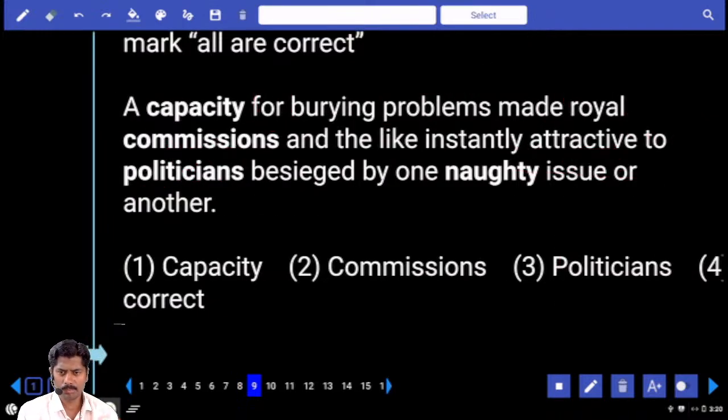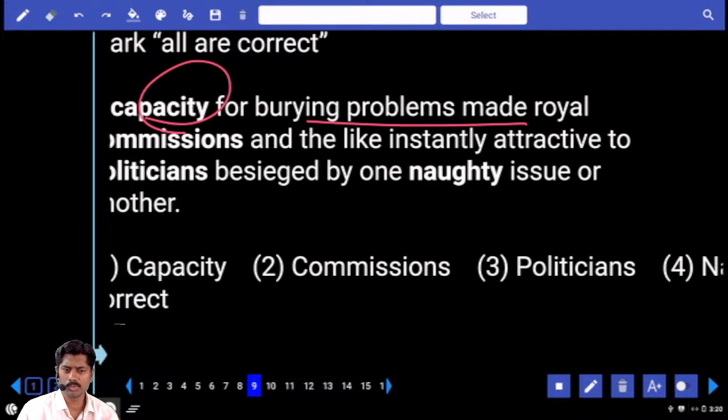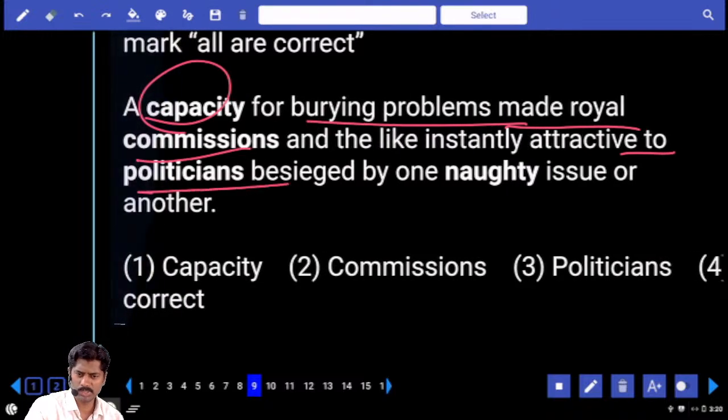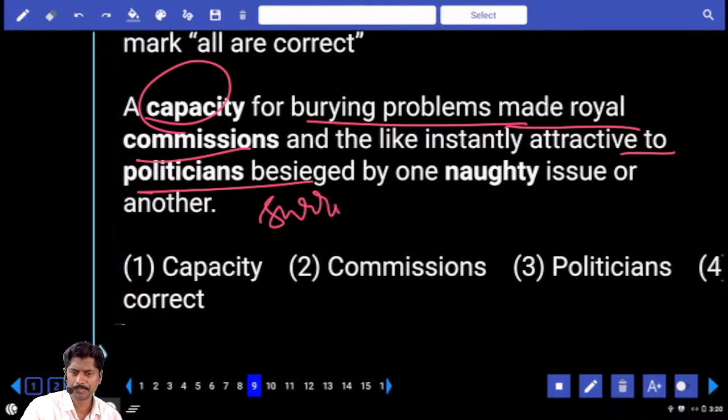A capacity for burying problems made royal commissions and the like instantly attractive to politicians. The royal commissions, to politicians besieged. Besieged means surrounded. Surrounded by one knotty issue or another.